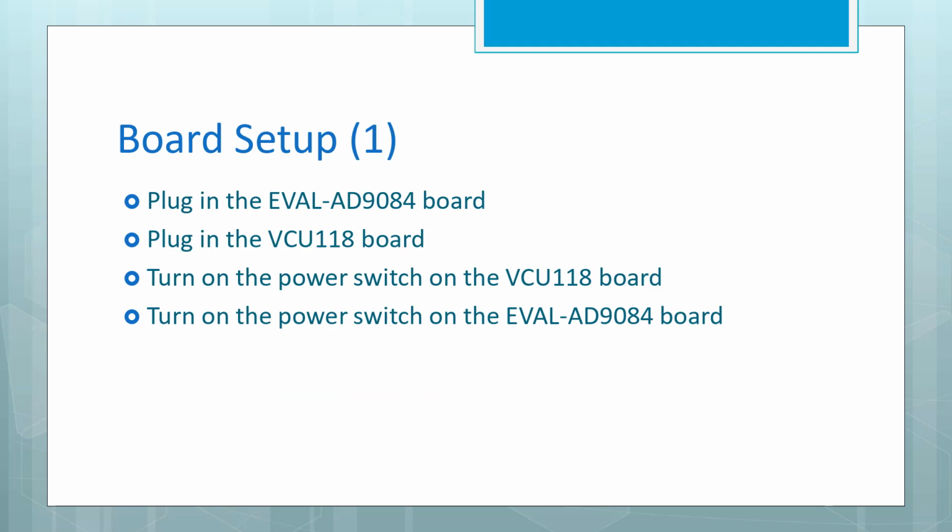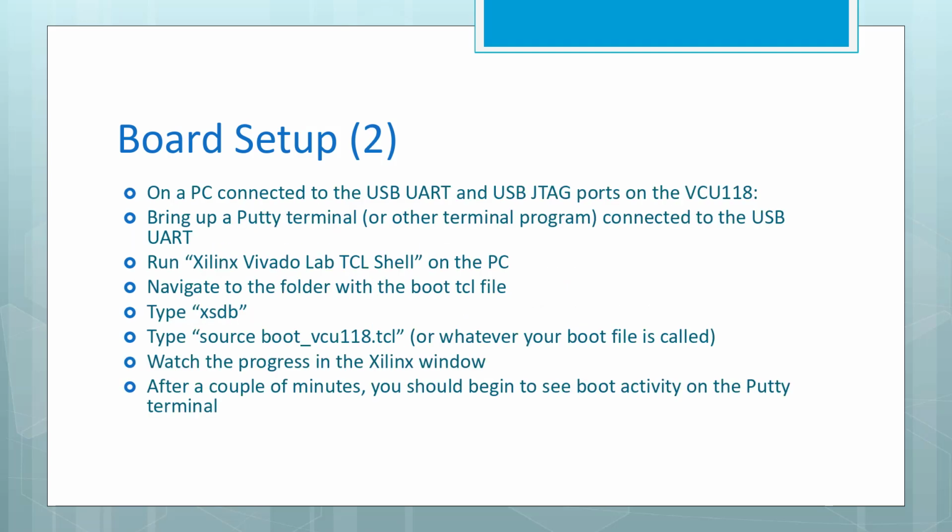So the first thing that we want to do is to plug in the power for the 9084 eval board. Then we plug in the power for the VCU118 board. I turn the power switch on for the VCU118 first, and then I turn the power switch on for the 9084 eval board. Here are the steps that we'll be going through to get the system programmed and up and running, but we're going to walk through this together.